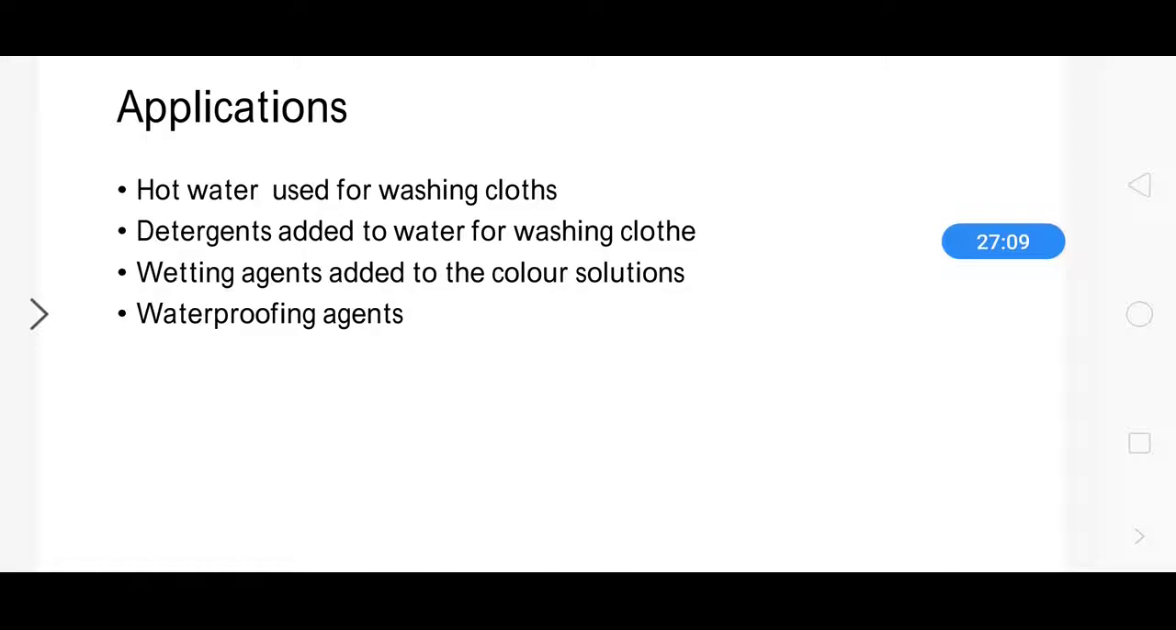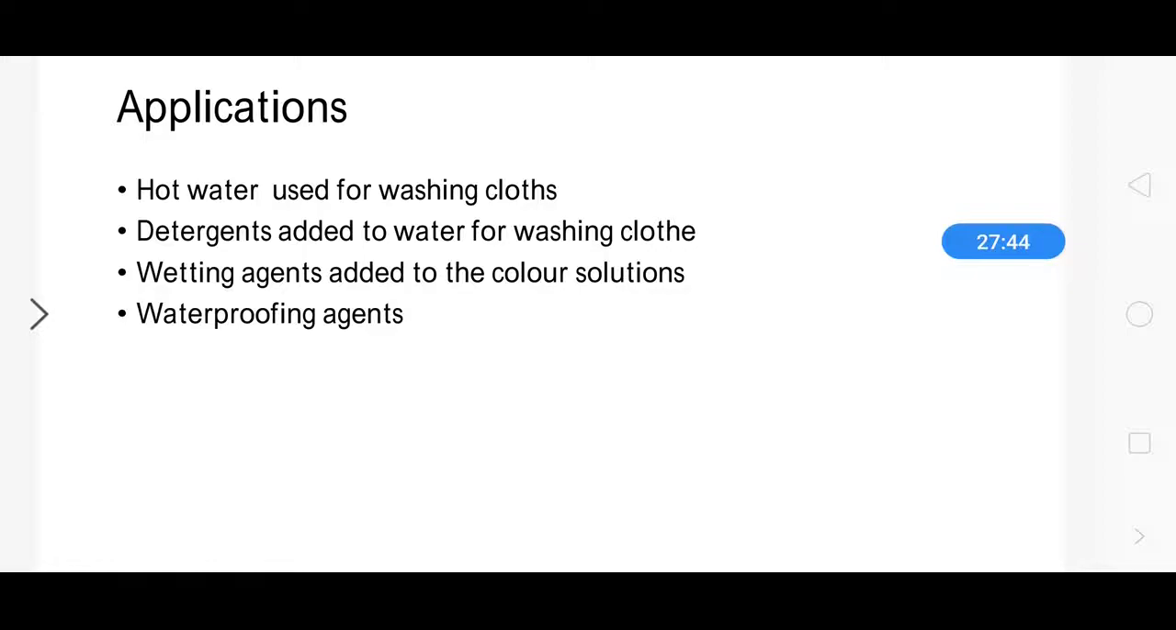And we use some waterproofing agents also. If the angle of contact is more, we can use that liquid as a waterproofing agent. So for some bags or some shoes, we generally use waterproofing agents. If we add those waterproofing agents, then the angle of contact is more, and the water finds it difficult to wet that material. Why? Because the waterproofing agent is added.